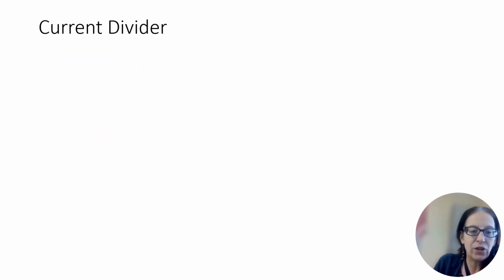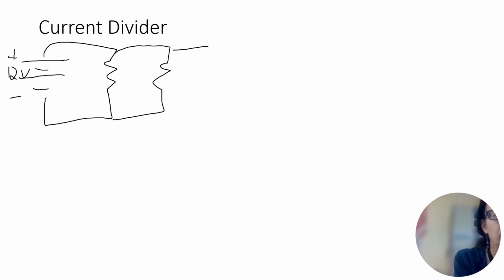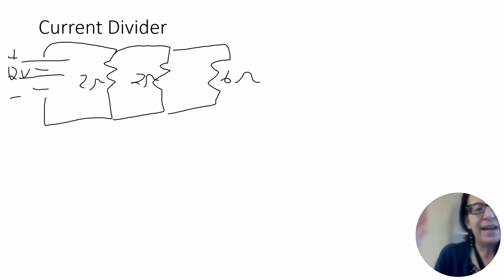So let's take a look at a current divider. And again, I'm going to make up numbers. So this could be really ugly, but let's hope not. I'll try to make up nice numbers. So we'll stick with our 12-volt battery, and we'll do the same resistors. We'll do 2 ohms, 2 ohms, and 6 ohms. And we might be asked, what is the current through each of these branches?